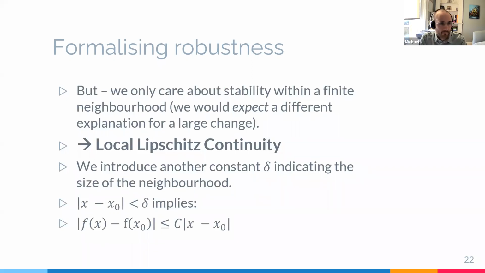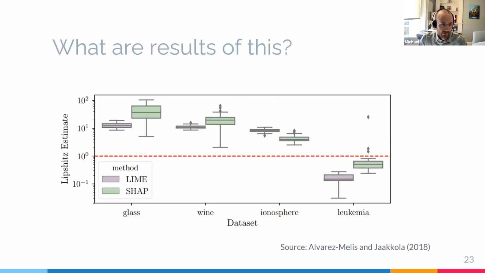To use Lipschitz for that, we need to be clear that we only care about stability within a finite neighborhood. We'd actually expect a large difference for a large change. So we introduce this constant to indicate the size of the neighborhood that we're interested in, and then apply the same method of working out this constant. And the results of this, this is obviously a little bit out of context, but what this paper does is take different data sets.